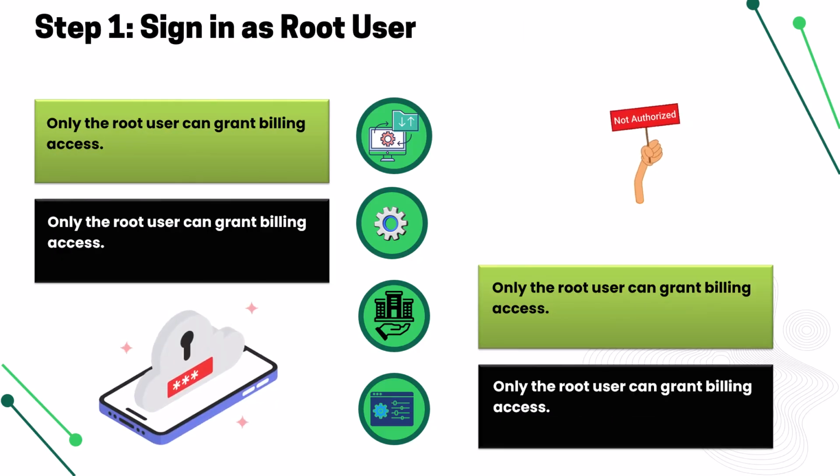Step 1, grab those root credentials. Since billing permissions are a big deal, AWS makes sure only the highest authority can grant them. MFA, multi-factor authentication, is highly recommended because security is key. Once you're in the AWS console, we can get cracking on configuring access.